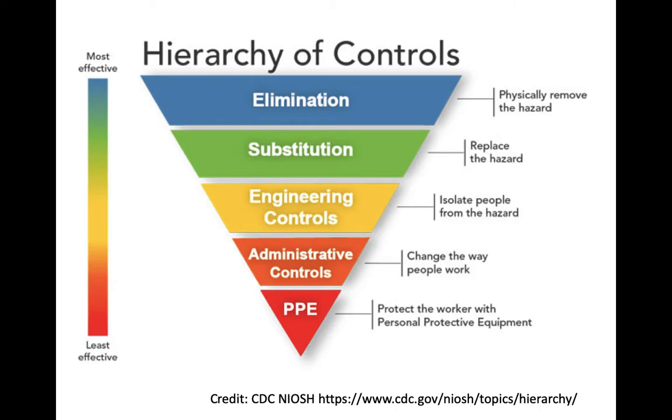So when we think about hierarchies of control, PPE, of course, is the last line of defense. So that's at the bottom of this triangle. Elimination is the first, what we prefer and is also the most effective. Substitution second, replacing the hazard, engineering controls, administrative controls, and then PPE.